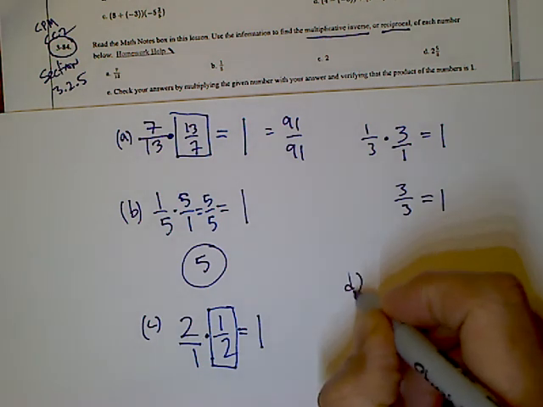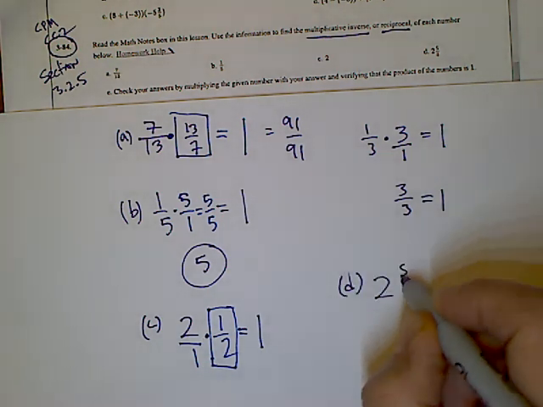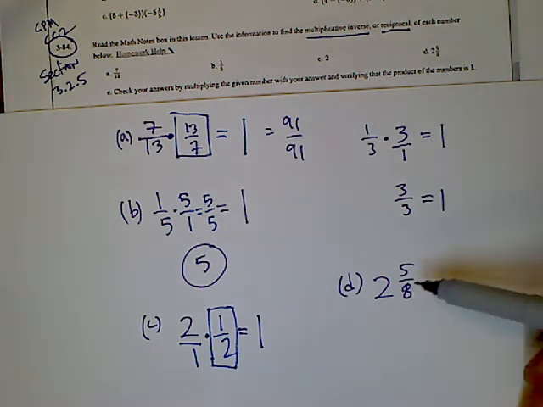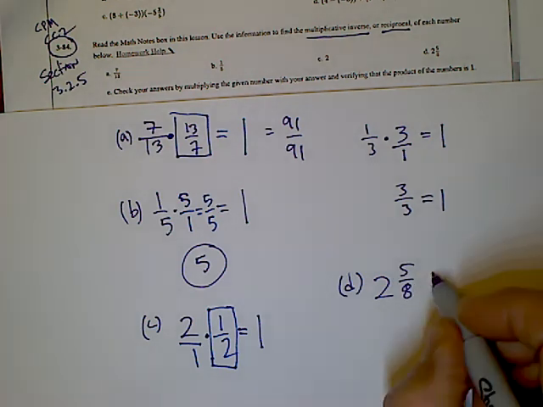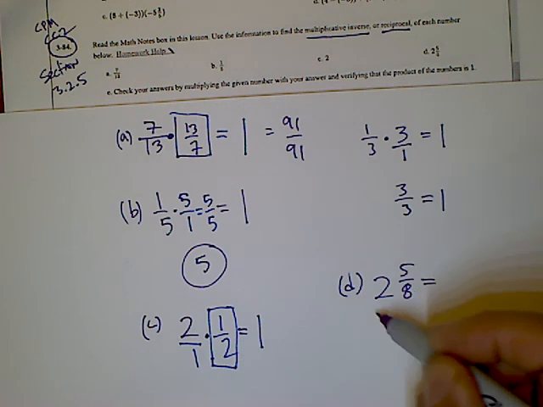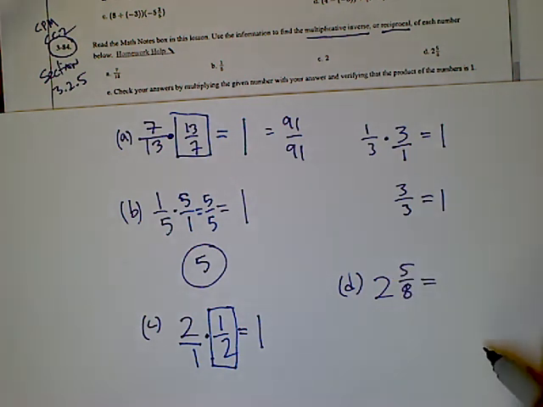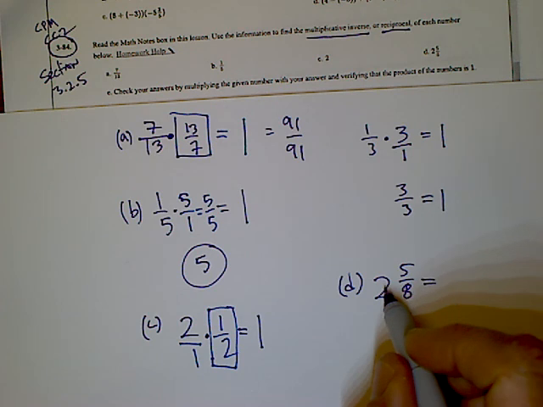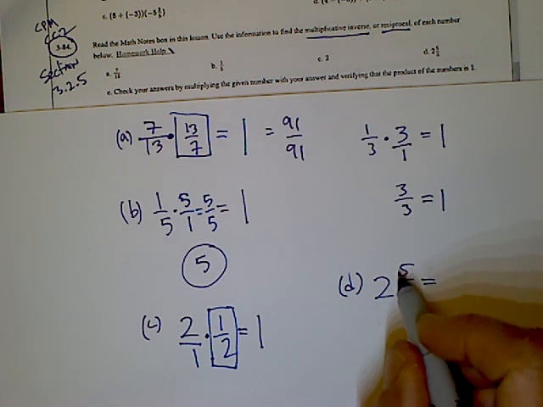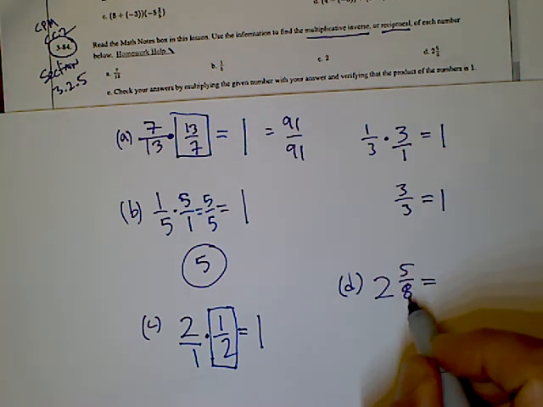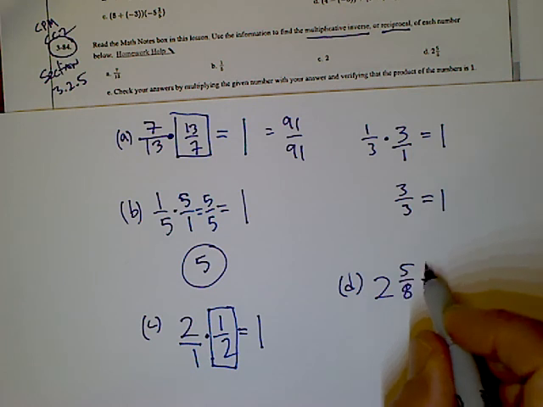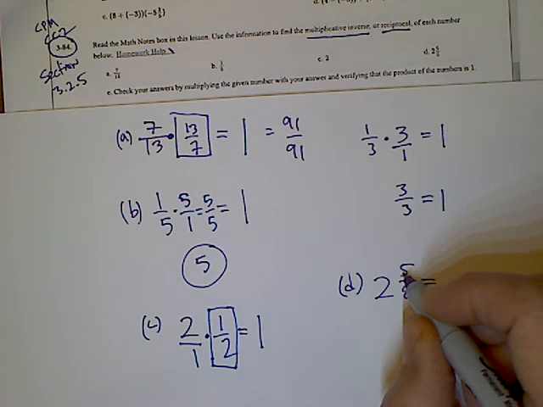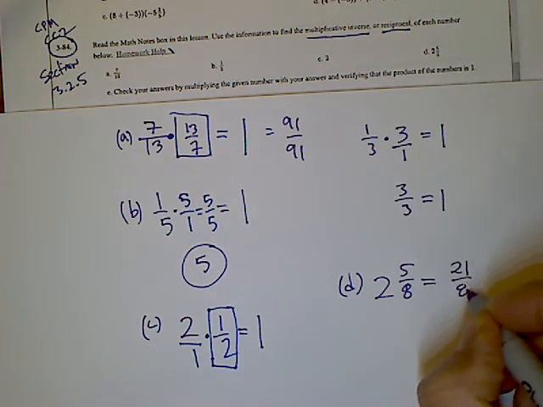Okay, and then D, this one is 2 5/8. Well, I have a mixed number. To get the reciprocal of a mixed number, the first thing I have to do is convert this to a single fraction form. So to do that, remember, you take the denominator times the whole number, plus the numerator. 8 times 2 plus 5 becomes the new numerator. So 8 times 2 is 16, 16 plus 5 is 21. So it's 21 over 8.